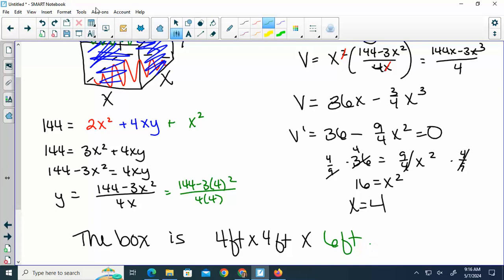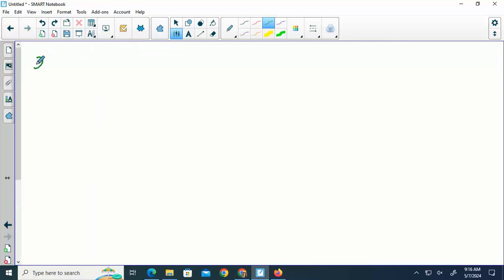Alright. Last page. 22. So we have the sum from j equals 1 to 8 of 5 minus 2j. Alright, let's review our summation rules.